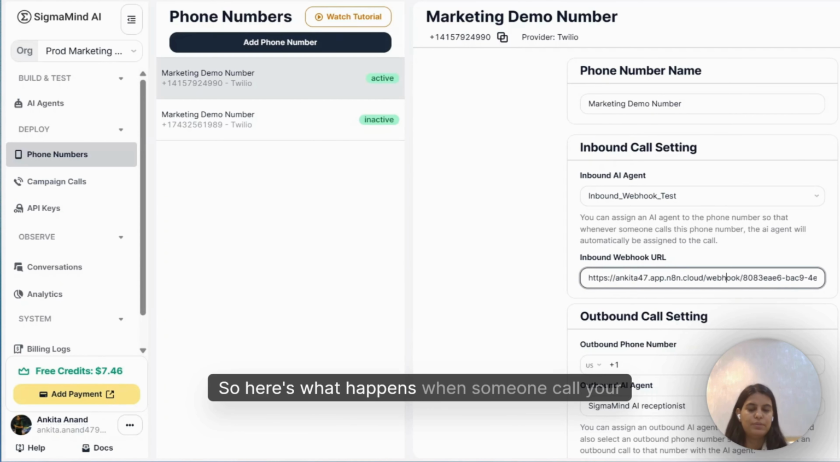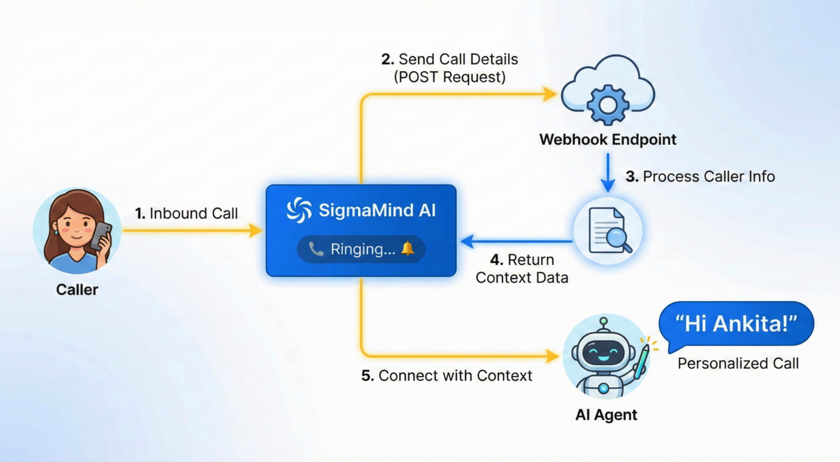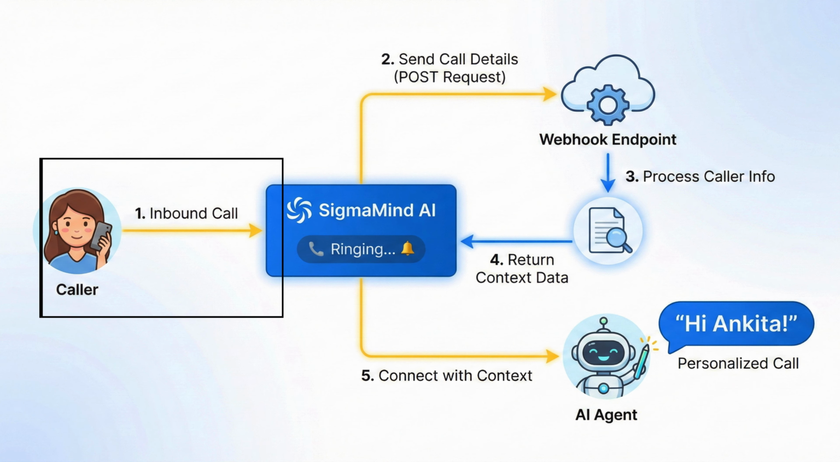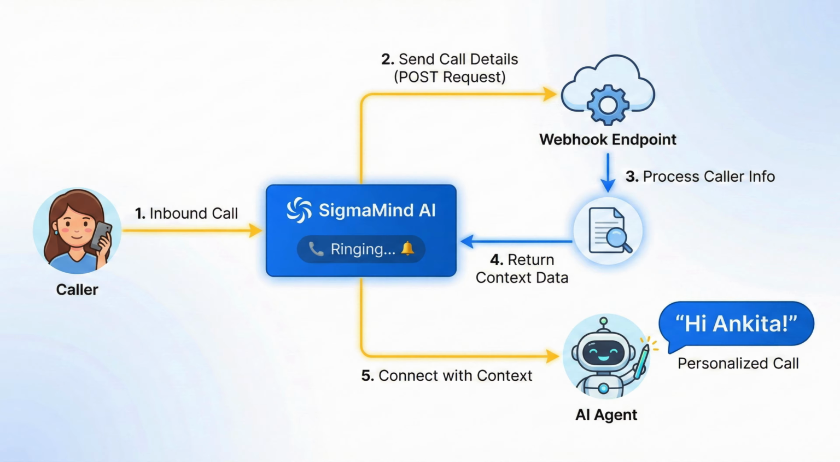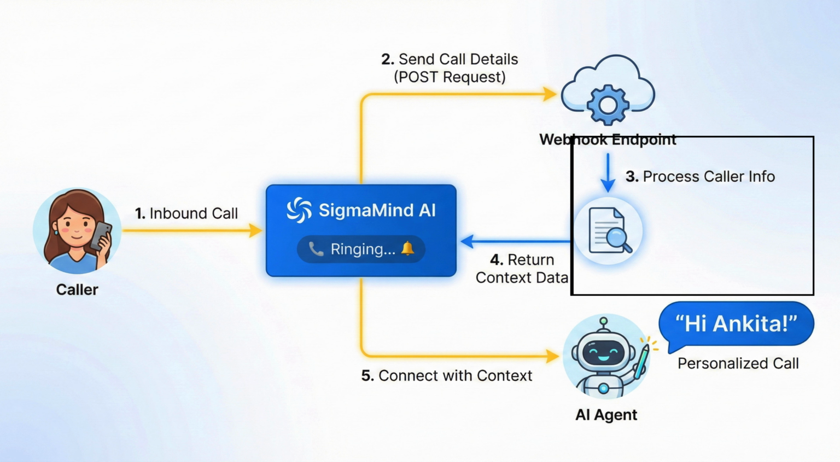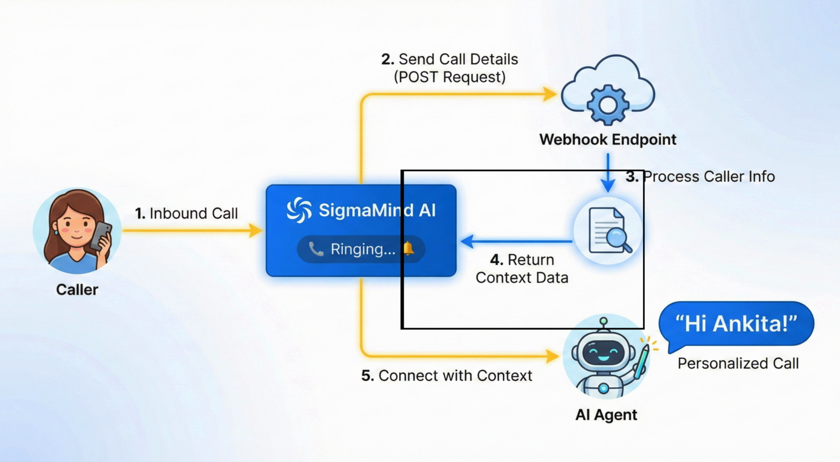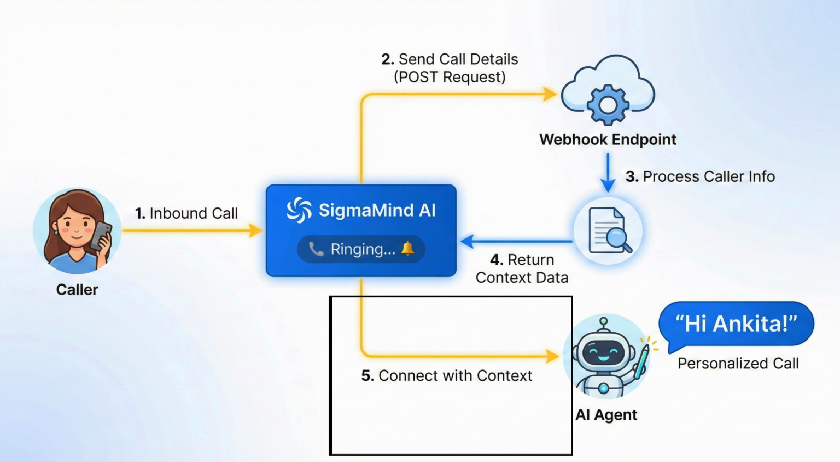Here's what happens when someone calls your number. The inbound call arrives on this number. SigmaMind sends a POST request to your webhook with the caller details. While waiting for the response, the caller remains in a ringing state. Once a successful response is received, the call is connected to this agent with the provided context.